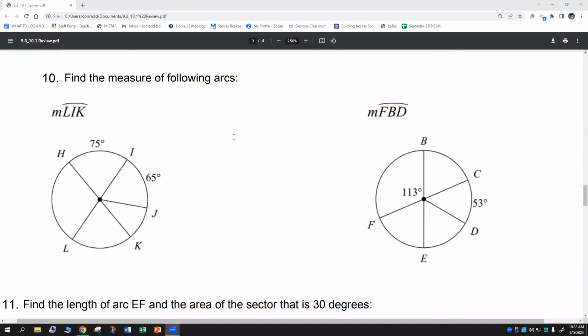All right, on the back, find the measure of the arc. So again, you're looking for semicircles. So I to L is going to form a semicircle, so it should add up to 180. 180 minus 75 is 105. Right, and then again, 180 minus 105 is going to be 75. And then these three should add up to 180 as well. So 180 minus 75 minus 65 is going to give me 40.